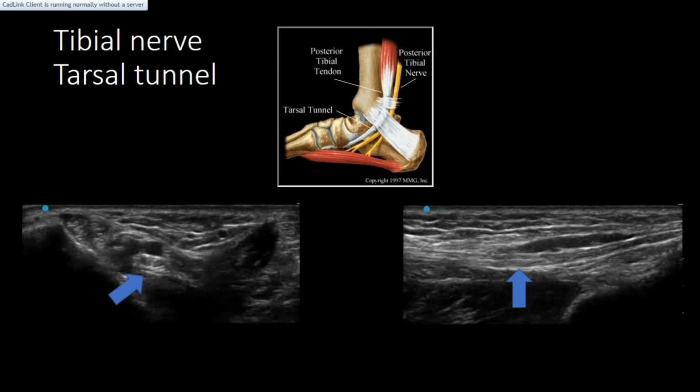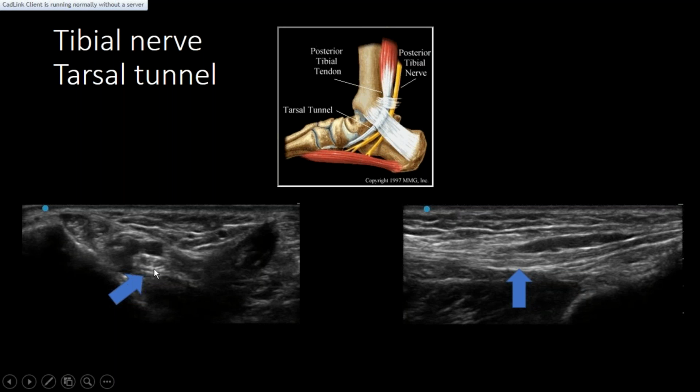Now, tibial nerve entrapment at the tarsal tunnel. Looking at the normal anatomy of the tarsal tunnel on the medial aspect of the ankle, the posterior tibial nerve travels through the tarsal tunnel along with other structures like the posterior tibial tendon, flexor digitorum longus tendon, flexor hallucis longus, and the artery and vein bundle.